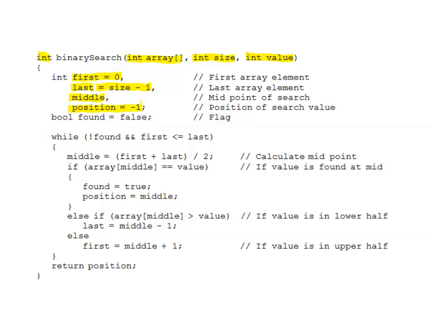When we find the value that we are looking for, we will store the subscript of that value in the position variable. Finally, there is a Boolean variable named found, which we initialize with the value false. When we find the value in the array, we will set this variable to true. If we never find the value, then it will keep the value false.